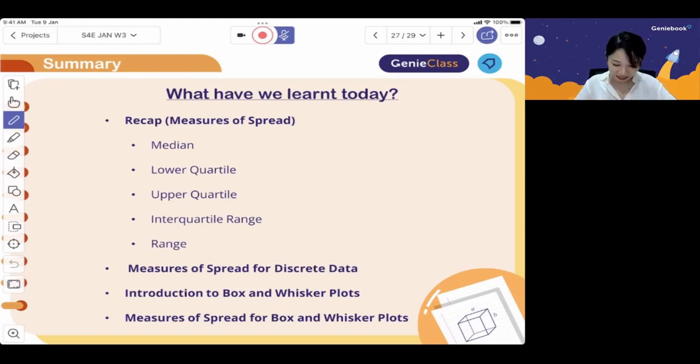Just finally, a summary of what we did today. We recapped the 5 key values, and we also learned about the box and whisker plot, as well as discrete data. That means individual sets of data. I hope this was clear to you.